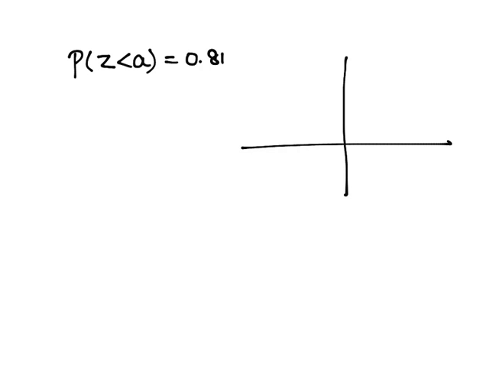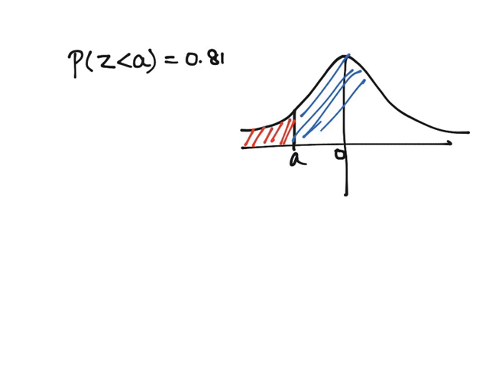Now let us consider this. P of Z less than A is 0.81. Let me again draw a diagram. Y-axis, x-axis, this is 0. I'll draw the bell curve here. Okay, now I'm not clear where A will lie. Will it lie on the left hand side of O or the right hand side of O? Suppose if you mark A here, then draw a line. Now tell me which one is the correct area. Is it the red one or is it the blue one?